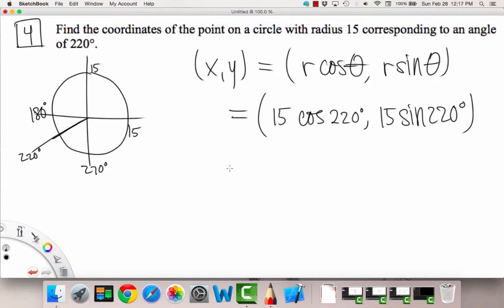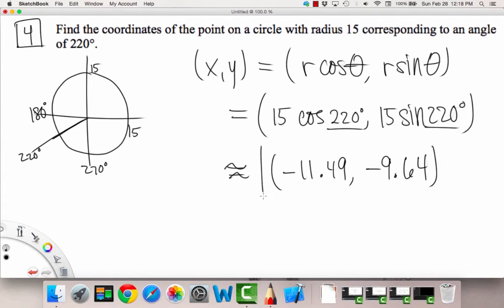Again, our radius is 15, and we plug in that same value of 220 for the angle theta. If you plug these into your calculator in degrees mode, not radians, because we're using degrees, then we would get an answer of about negative 11.49 for the x value, and negative 9.64 for the y value. And that's pretty much it.